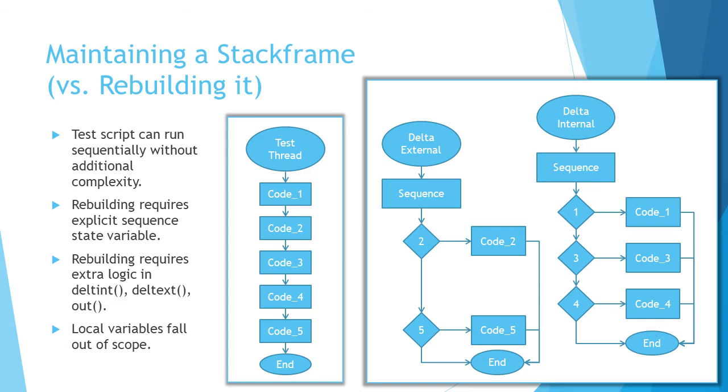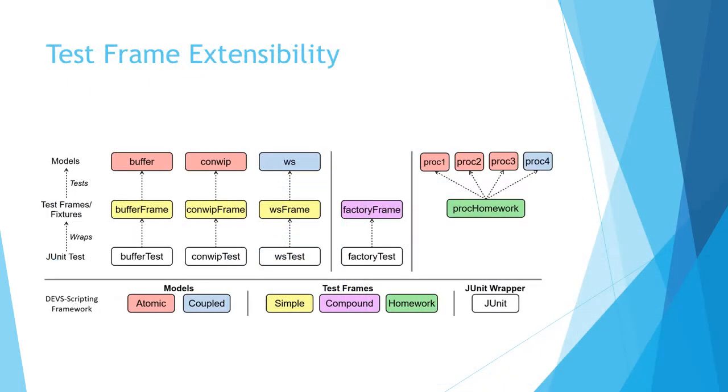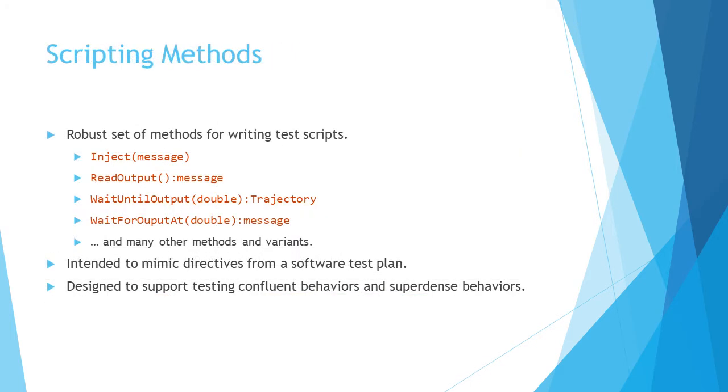The test frame atomic model hides this complexity by implementing the state transition functions, so that testers can derive from it and write more sequential code. The test frame was designed to be extensible. It can be used for testing one or more models, even evaluate one or more implementations. A robust set of scripting methods are made available that try to mimic commands one might see in a software test plan, such as inject an input, wait for an output. We also want to fully support confluency and super dense I/O testing.